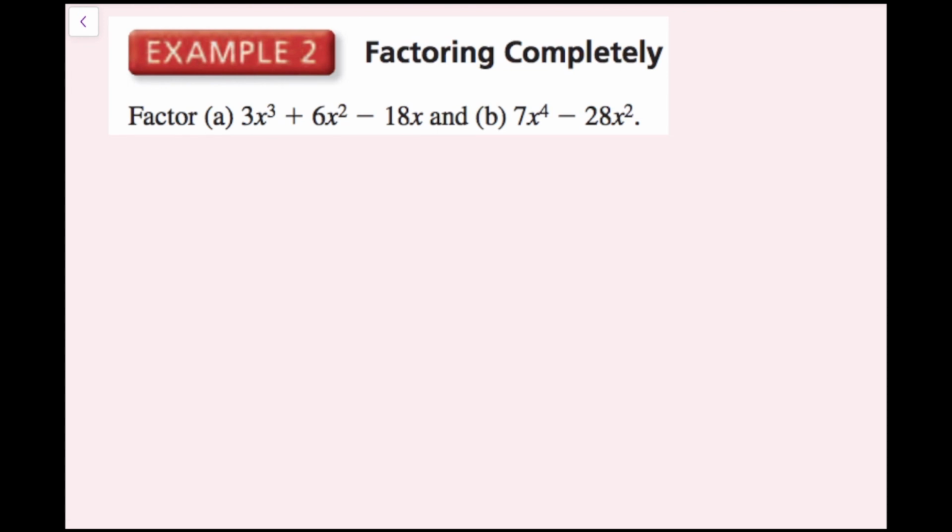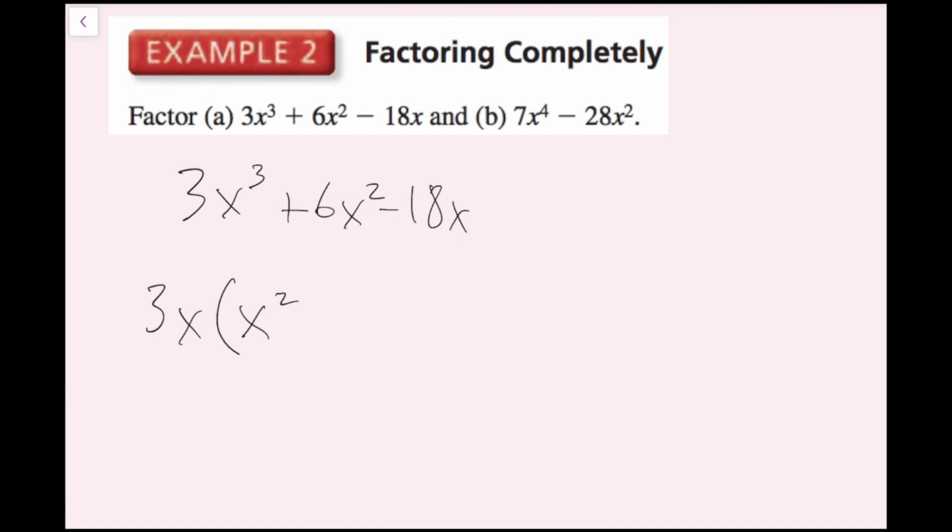For example 2, we're going to factor out these expressions. So in part A, I'm going to factor out 3x cubed plus 6x squared minus 18x. All right, and the first thing I want to do when I'm factoring this is see if I can factor anything out of every single term. Well, I see that 3 goes into all of these coefficients, and I see each term has an x, so I can factor out a 3x. So it's going to be 3x times the quantity x squared plus 2x and then minus 6.